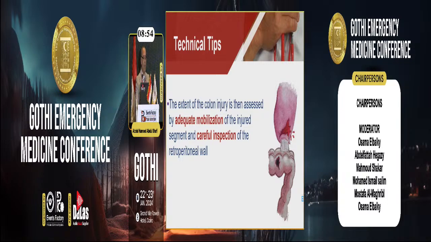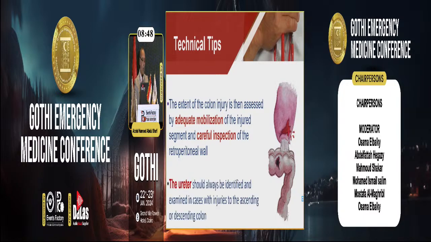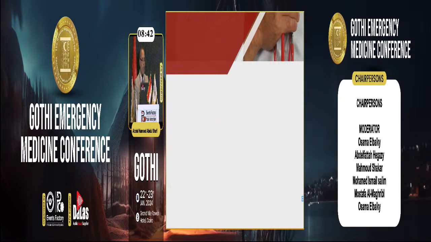The extent of colonic injury must be adequately assessed by adequate mobilization, proximal and distal, and of the retroperitoneal part of the injured colon. The ureter must always be identified and examined in cases of ascending or descending colonic injuries.